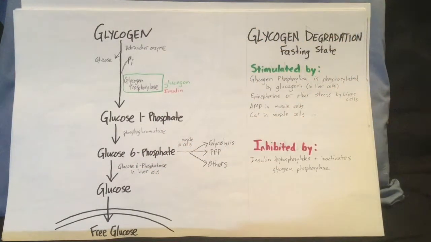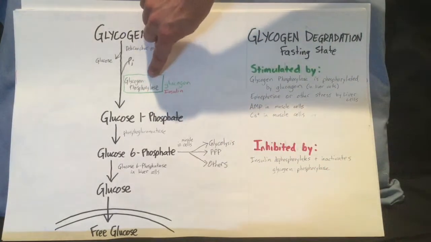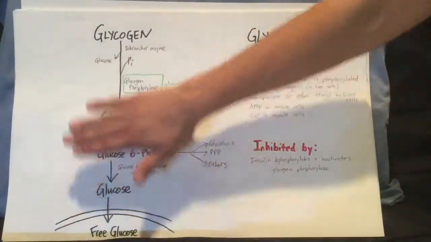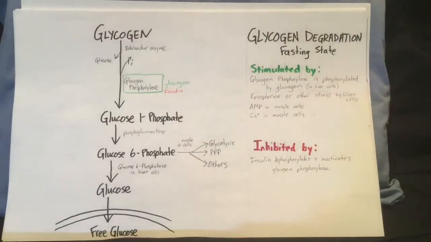Now, glycogen degradation is inhibited by insulin, because that dephosphorylates this enzyme, which makes it inactive, and it stops this from happening. So we're not breaking down the glycogen, and we're free to start rebuilding it if we need to. And that's what happens in the fasting state, glycogen degradation.